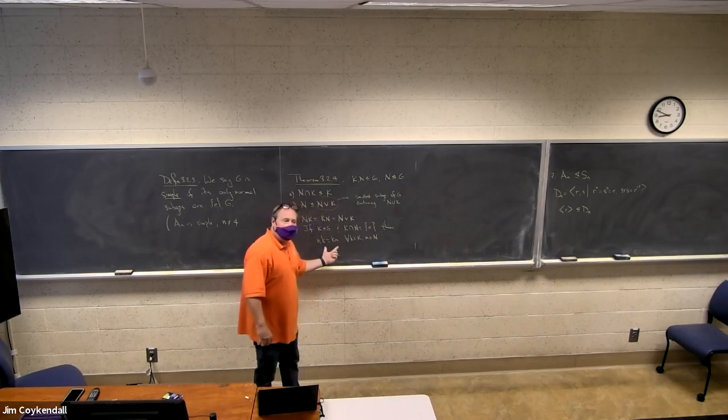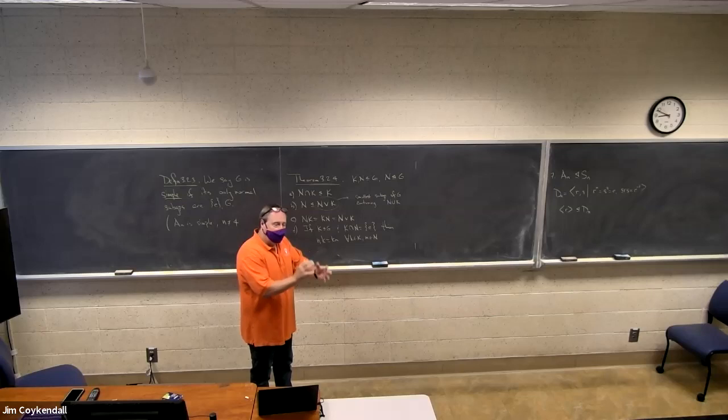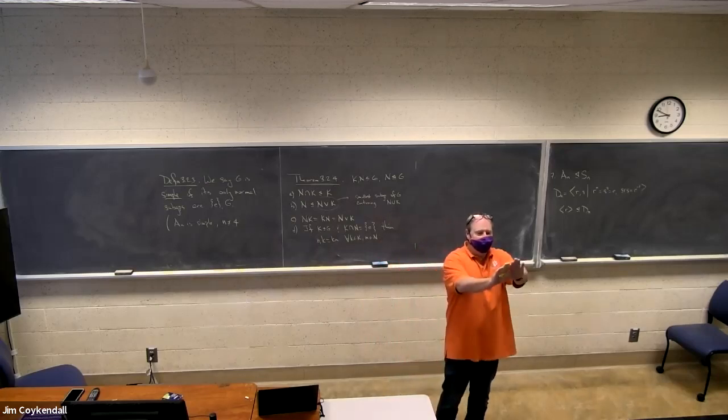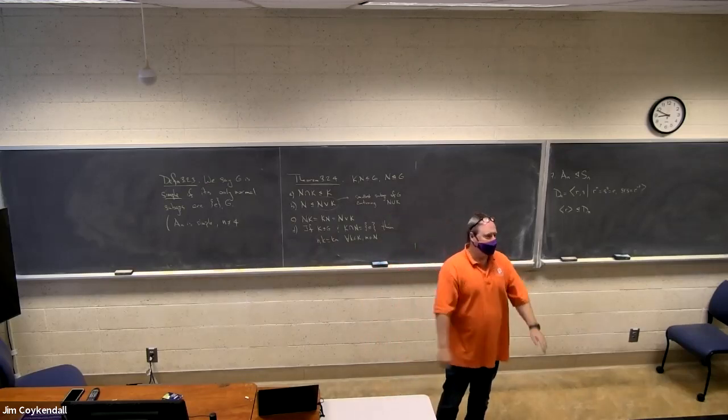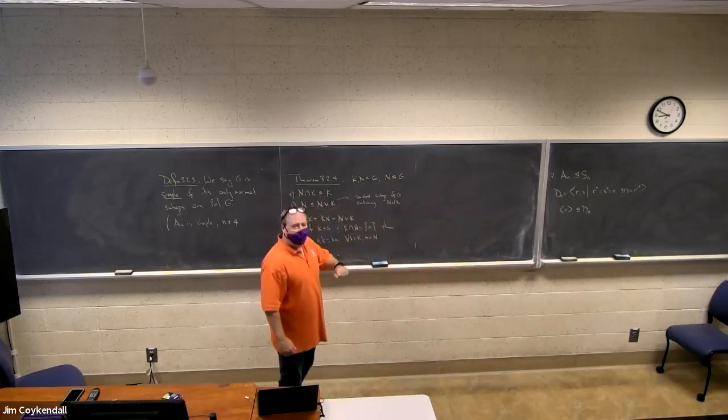Let me point out, this does not mean that G is abelian, because the individual elements of K may not commute with each other. The individual elements of N may not commute with each other. However, when an n and a k are next to each other, they can commute. So think about this for next time.